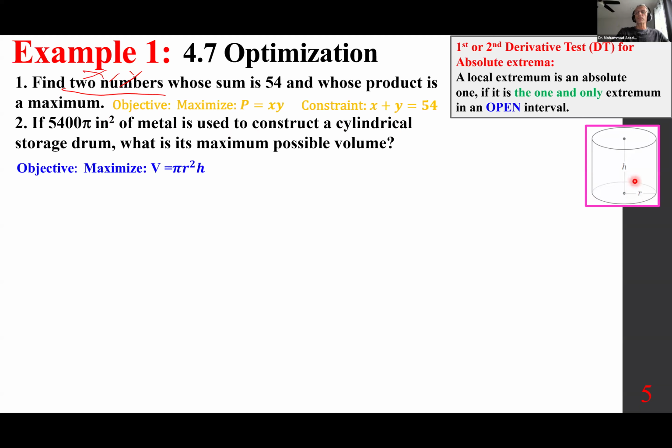The surface area is the area of the base, which is pi r squared times 2, because we have the top and the bottom. And if you cut this open, it becomes a rectangular shape where the base is the circumference, 2 pi r, the circumference of the base, times the height. Therefore, the surface area 2 pi r squared plus 2 pi r h must be 5400 pi. So again, understanding a lot of stuff comes from prior knowledge of mathematics, algebra, geometry, you name it.